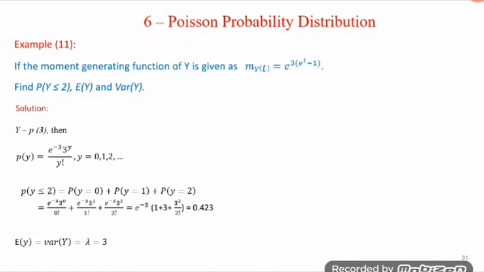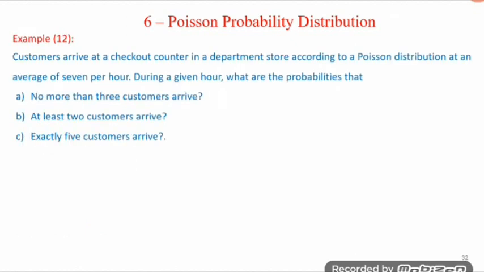Next to example number 12. We have customers arriving at a checkout counter in a department store according to a Poisson distribution at an average of 7 per hour. During a given hour, what is the probability that? So our lambda here is defined as the mean rate of the occurrence of the event per unit of time. So here we have 7 per hour, so lambda will be equal to 7. Number A, no more than 3 customers arrive, so we need to find the probability that Y is less than or equal to 3.